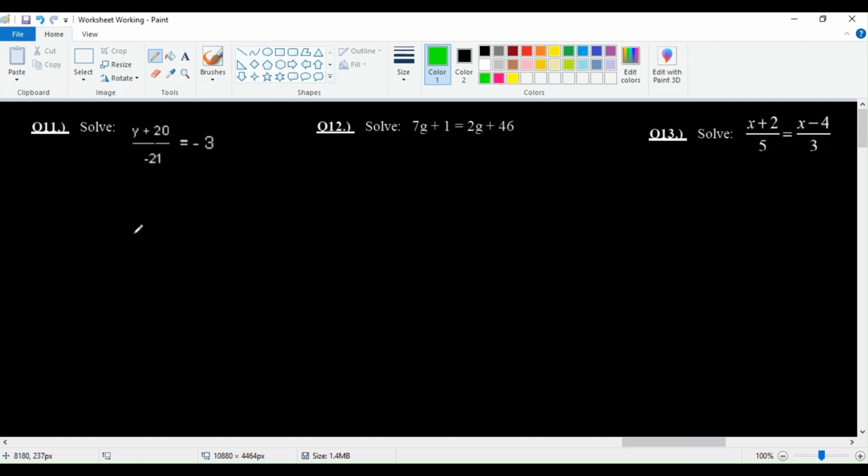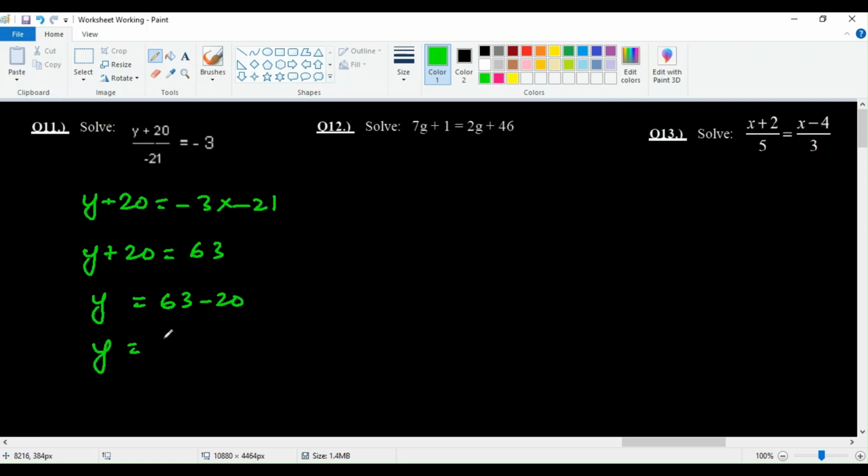Moving on to question number 11. In here we need to find out the value of y. So y plus 20 will be equal to minus 3 times minus 21. So y plus 20 will be equal to plus 63, and y equals 63 minus 20, which is going to give us 43, which is the final answer for this question.